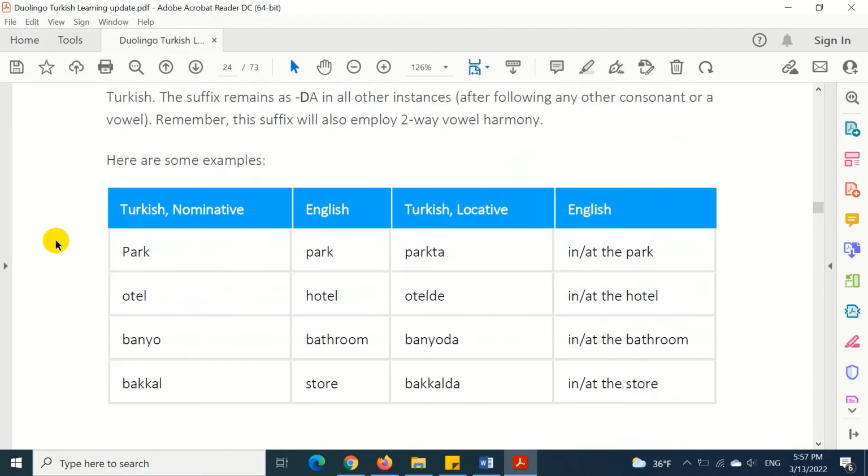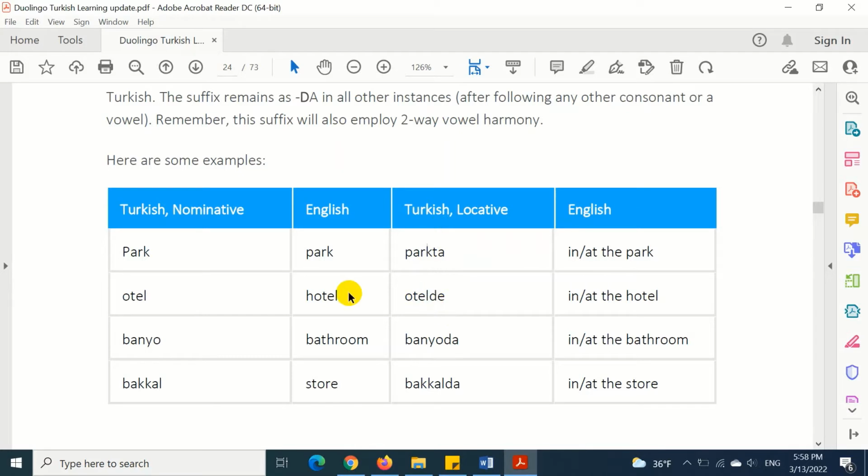Let's see some examples here. Park means park. Parkta means in the park or at the park. Banyo means bathroom. Banyoda means at the bathroom or in the bathroom. Here why is da changed to ta? Because this word ends in f, s, t, k, ç, ş, h, p, k. So the suffix is changed.